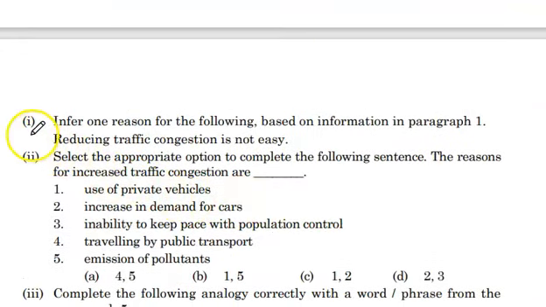Now let us see question number 1. Give one reason for the following, based on information in paragraph number 1. That means this question is based on the first paragraph. Reducing traffic congestion is not easy. So you have to give a reason. If I have to reset this question or explain it in simple words, then the question will be: why do you think reducing traffic congestion is not easy? Or explain why reducing traffic congestion is not easy, and you have to find the answer from the first paragraph.